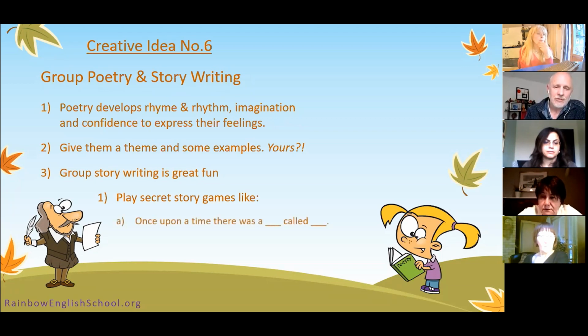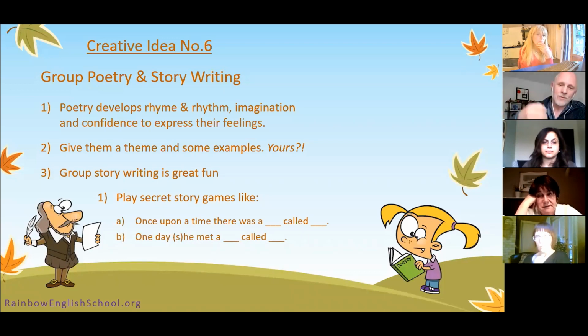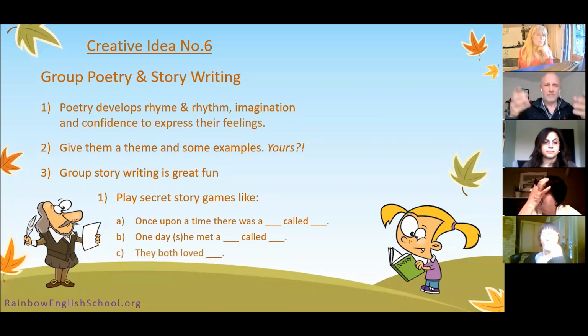Each person writes a sentence on a piece of paper at the top. Once upon a time, there was a something called something. And then they fold it over and pass it to the next person. The next person writes, one day she or he met a something called something. Turn it over, so it's hidden. Give it to the next person. They both loved something or other. Give it to the next person. So they decided to buy a something. We don't know what. Fold it over, turn it to the next person.